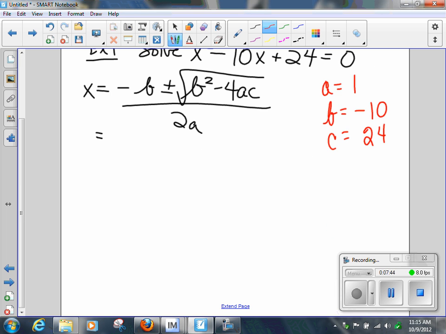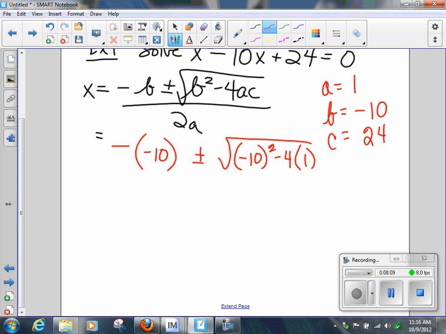Fun times. Guys, that negative in front of the b stays there. Do y'all remember this from Algebra 1? Yeah, okay. You should. Negative, what's your b value? Negative 10, isn't it? Plus or minus, square root of negative 10 squared minus 4 times 1 times 24.